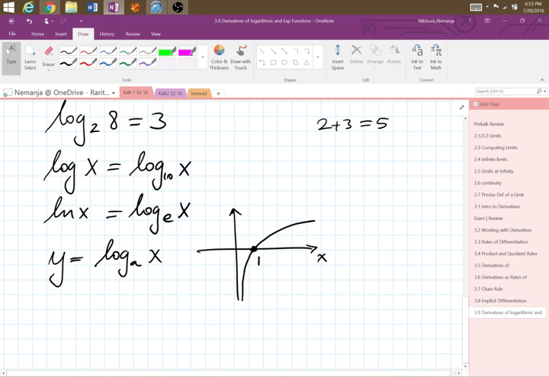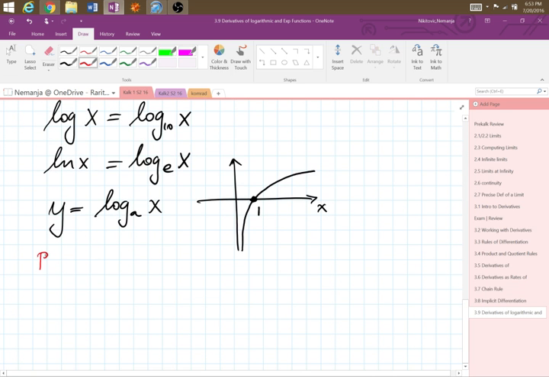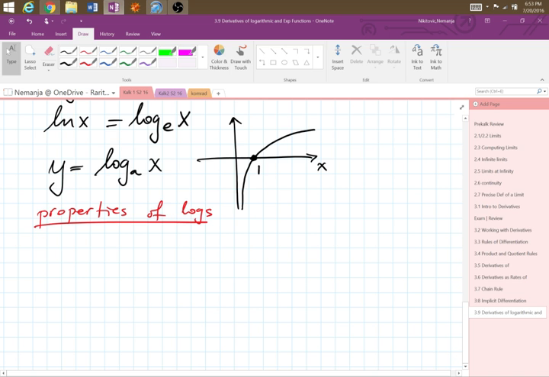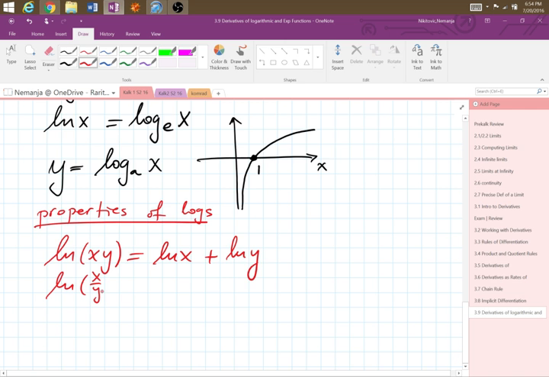Now, what we want to know here is the properties of logs. So properties are, and I'll write them as ln's because less letters than writing log. It holds for every base, not just e, but we'll write with e. So ln of xy is ln x plus ln y. Ln of x over y is ln x minus ln y.